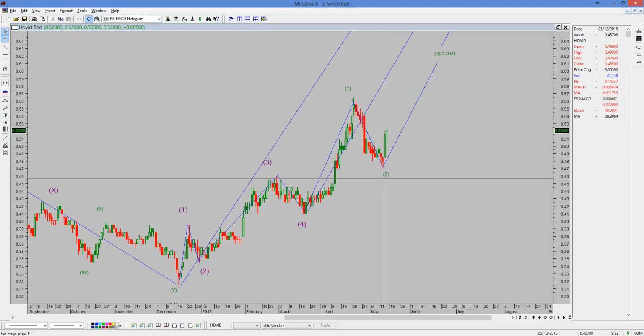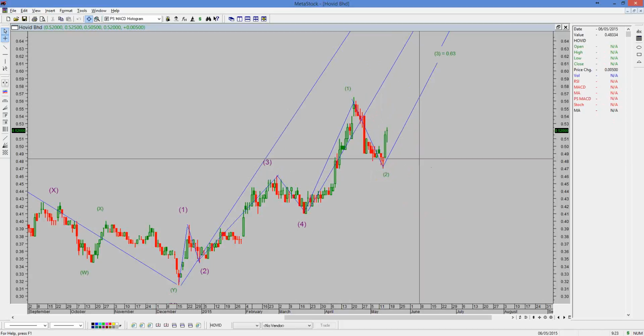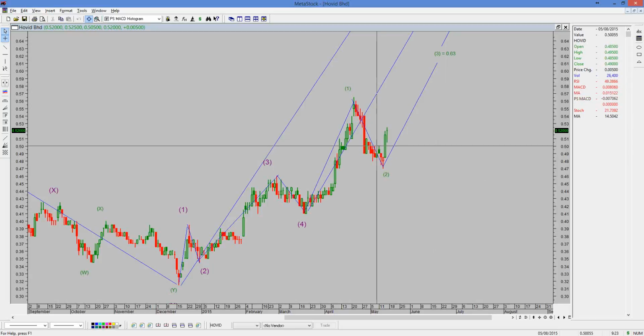And Friday formed a doji. The doji indicates there is indecision. If you ask me, I think it's a very healthy correction because of the huge drying up of volume.